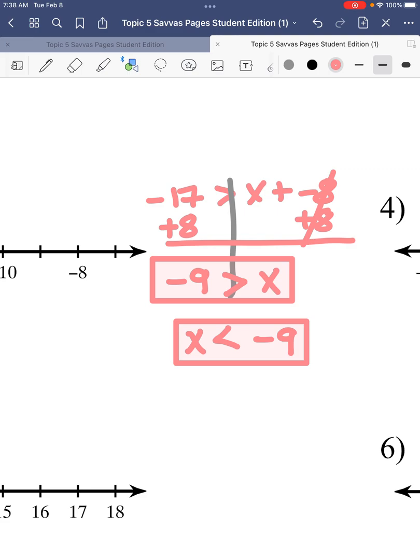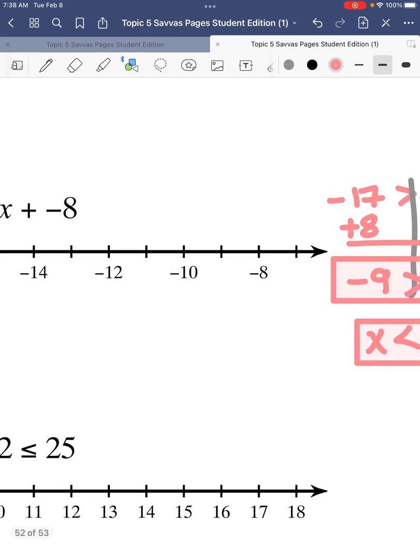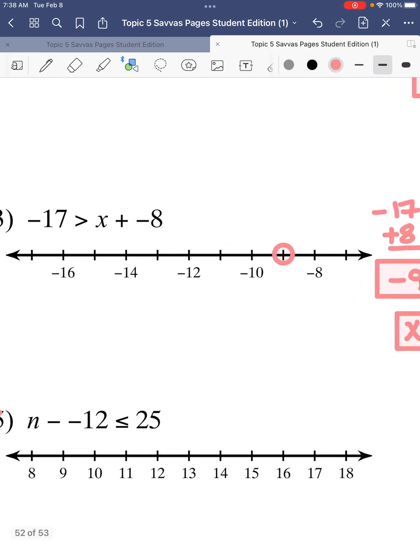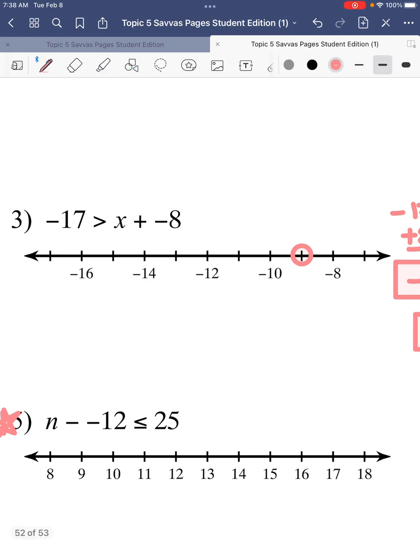I'm not going to care which one you enter in on your quiz tomorrow. They will both be accepted. But now let's graph it. So I need an open circle at negative 9. So -9 is in between -10 and -8. So I'm going to place an open circle right there. And I shade all the numbers that are smaller than that. So I'm going to shade towards -16. And I'm going to include the arrow to show that it keeps on going.